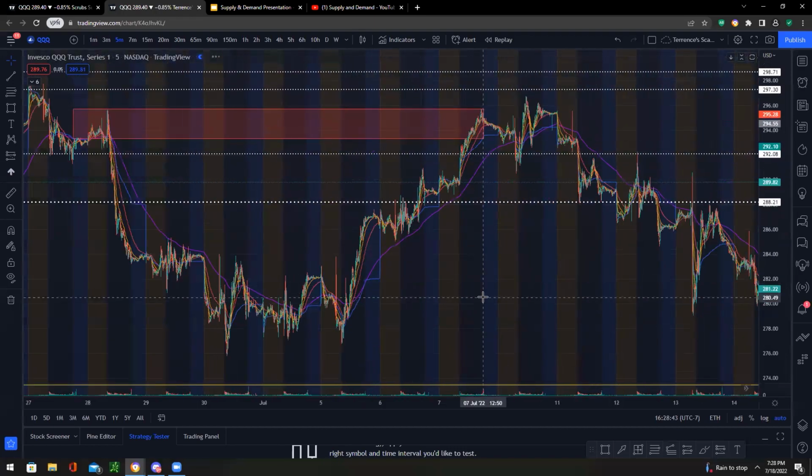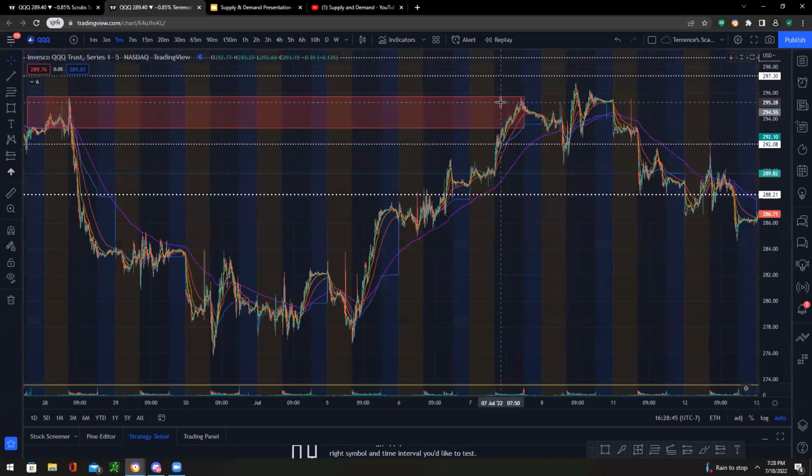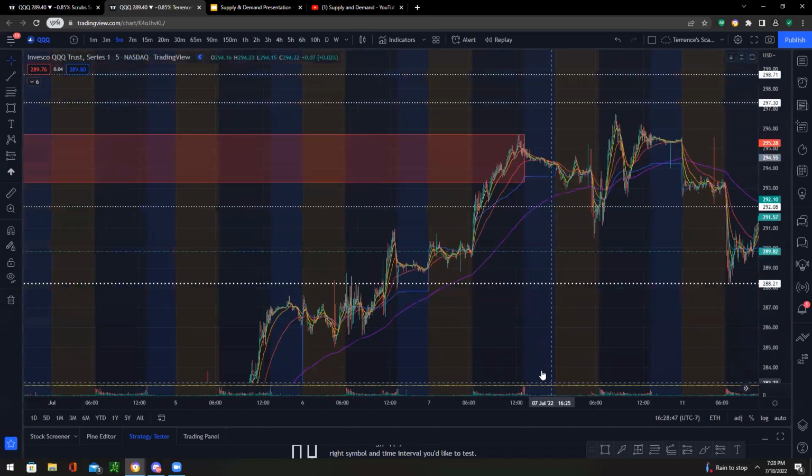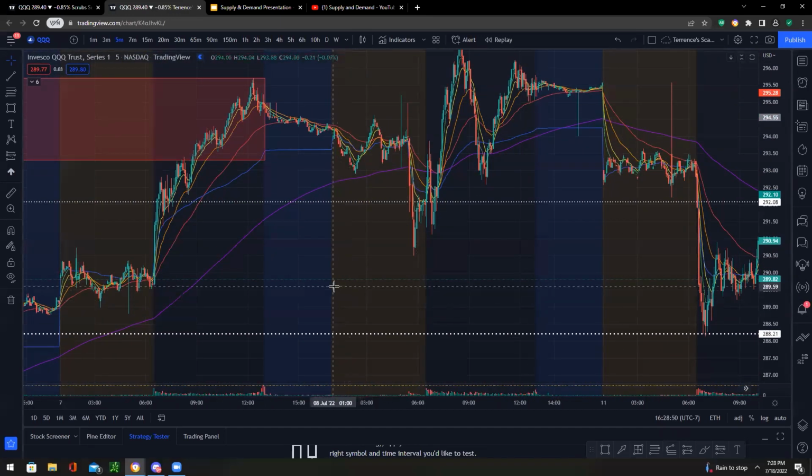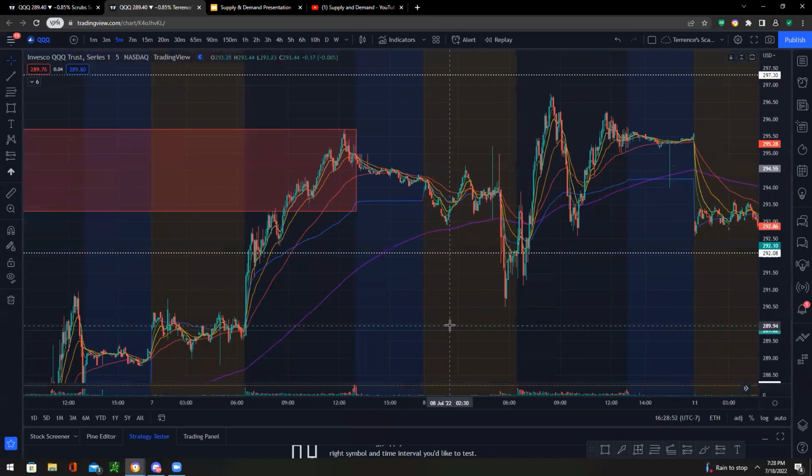Okay, go back over here. So this happened a couple of days prior, and then we finally came back in about a week later. Supply and demand zones stay current until they become invalidated.